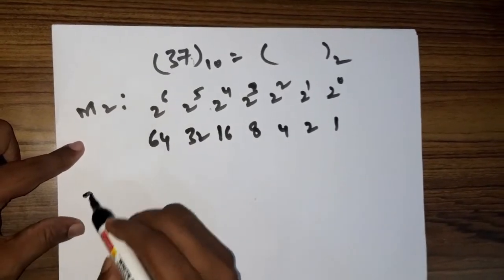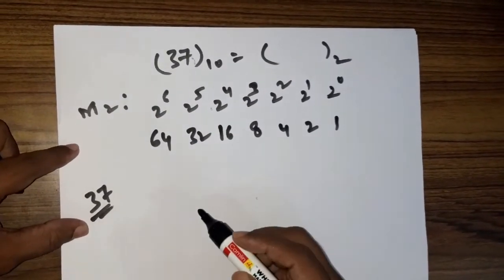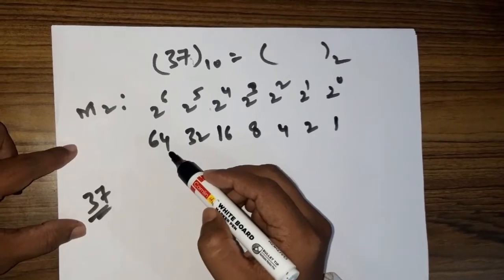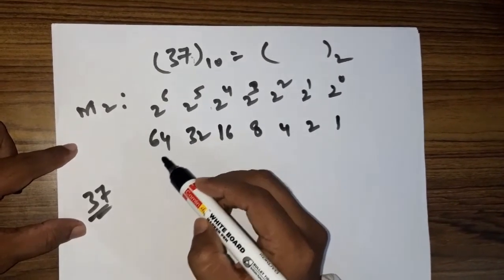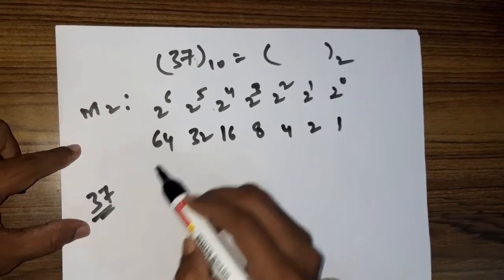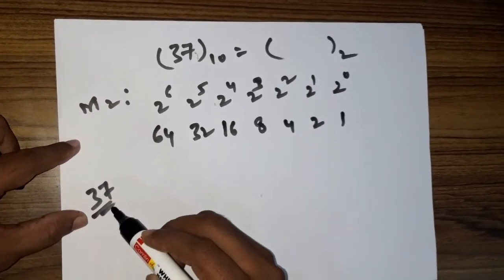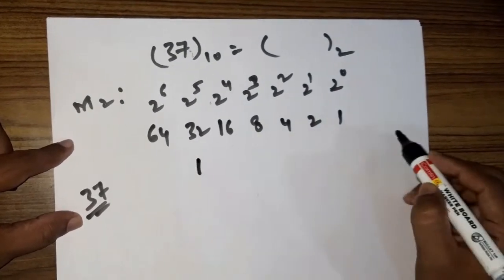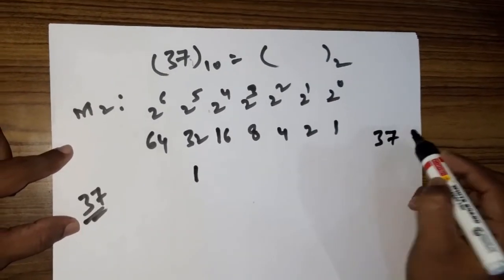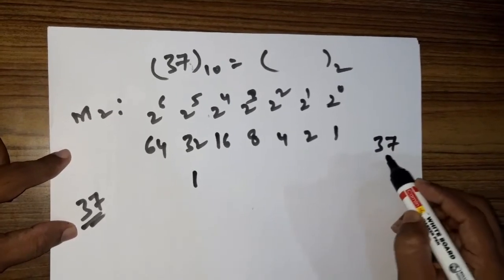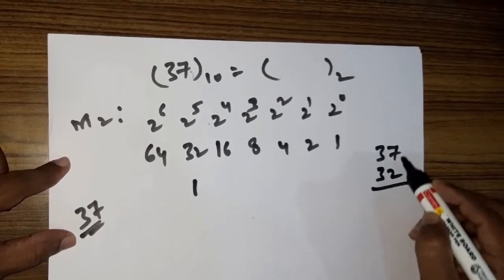What value do we have? We have 37. So the first digit will be 64 here, but it is larger, we don't take this one. We will go with the second one, that is 32. It is nearest and lowest to 37, so I am taking this one. What you have to do here is subtract that value from 37. 37 minus 32 is 5.